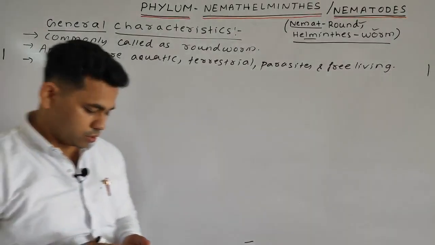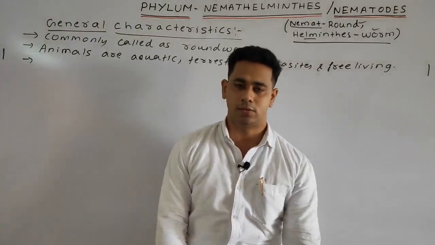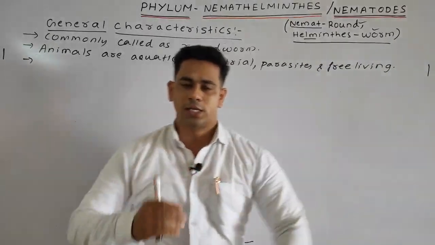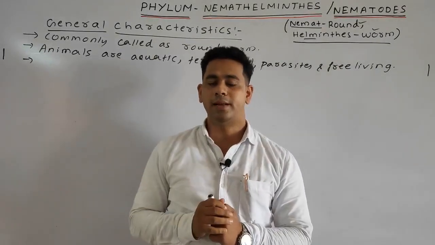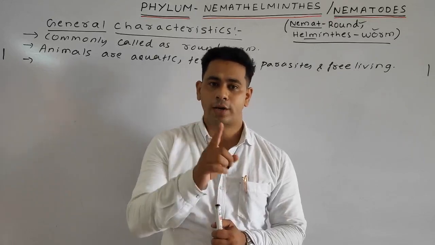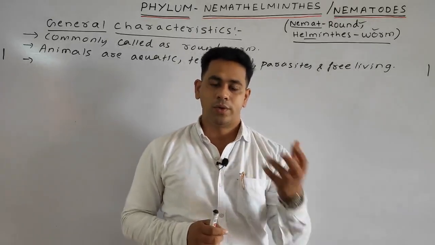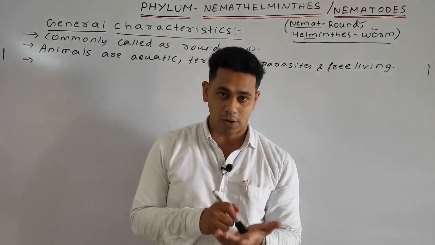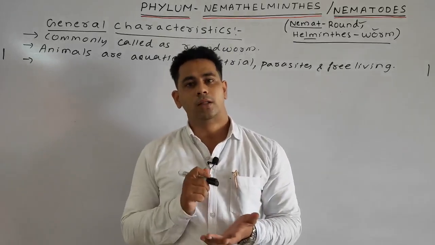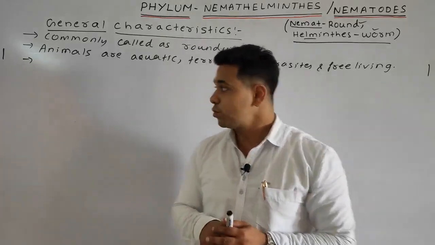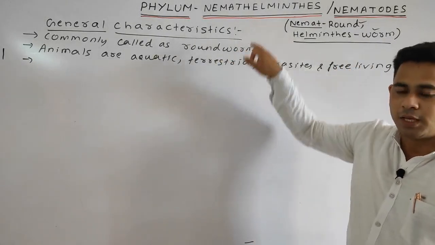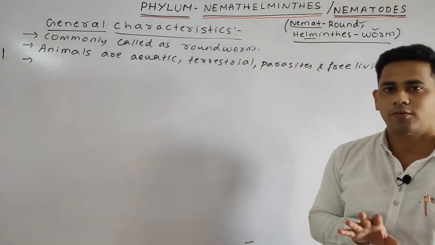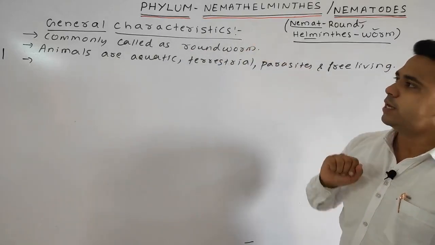Next, what is the body organization that is present in the case of the Nemathelminthes? The body organization, or the cellular organization, present in the Nemathelminthes, your answer will be the organ system. You remember we have discussed all the body organizations, such as the cellular level, then the tissue level, then the organ level, organ system level. So here the grade of organization in the Nemathelminthes is the organ system level of organization.